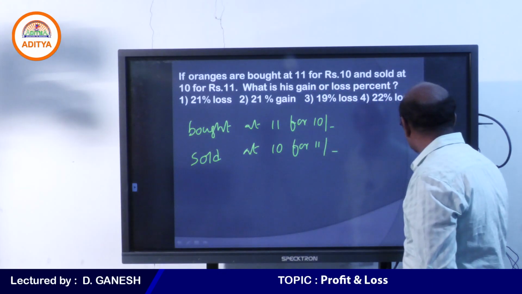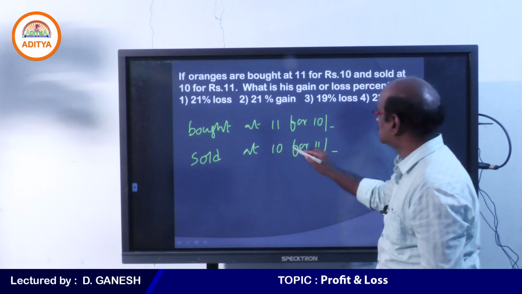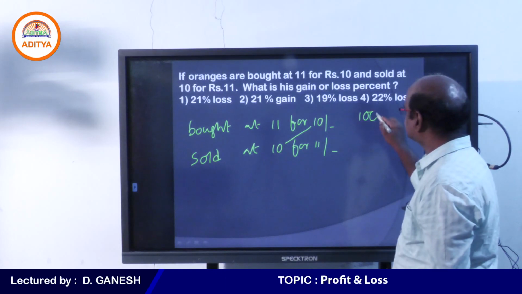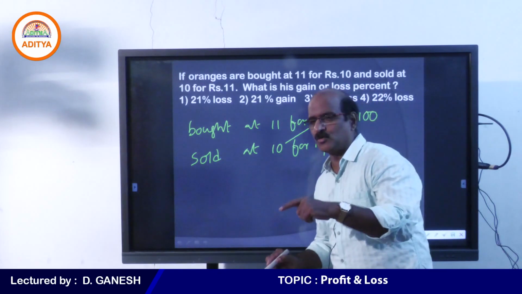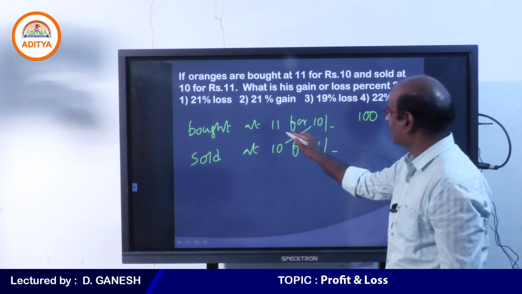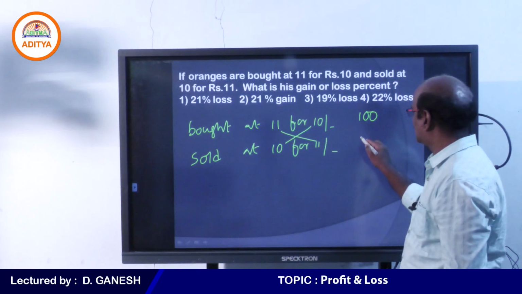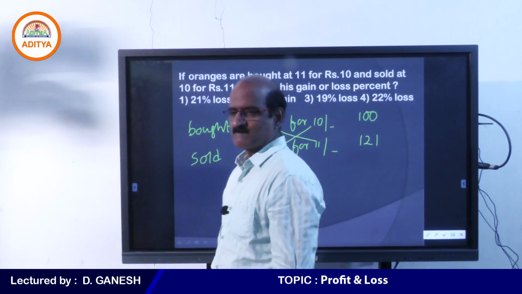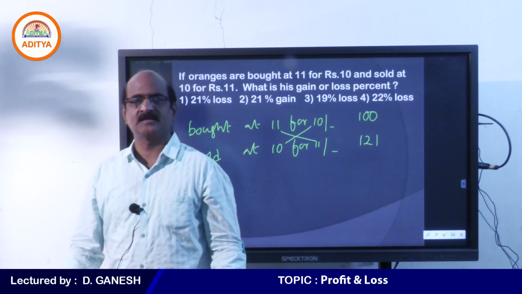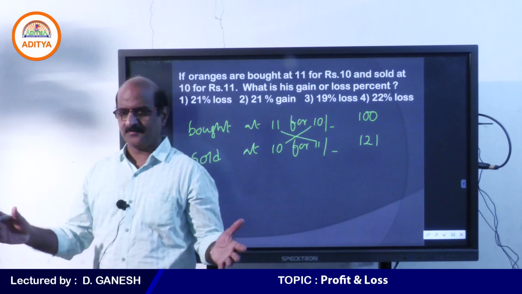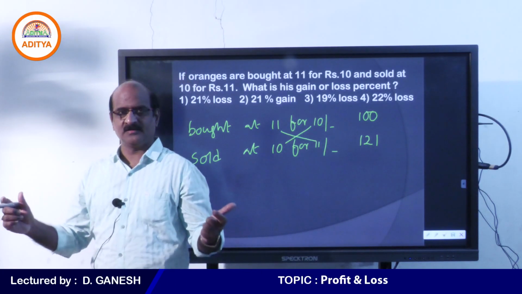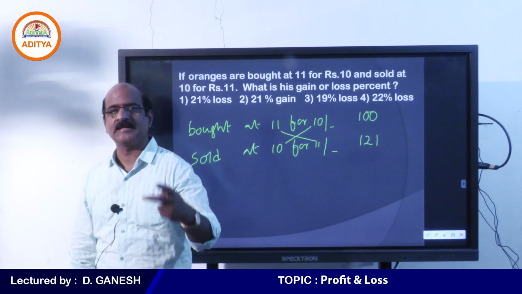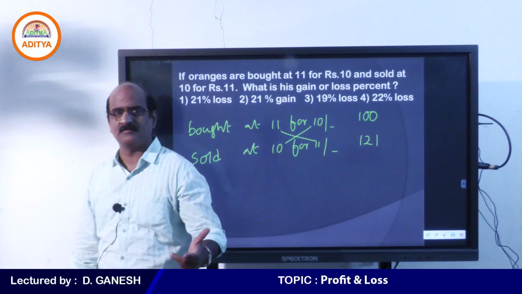So student, whenever this kind of questions are given, please do one thing. 10 into 10, 100. 11 into 11, 121. Do you understand what I did? We got two numbers. One is 100, another one is 121.